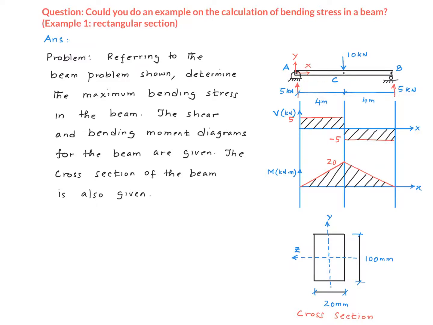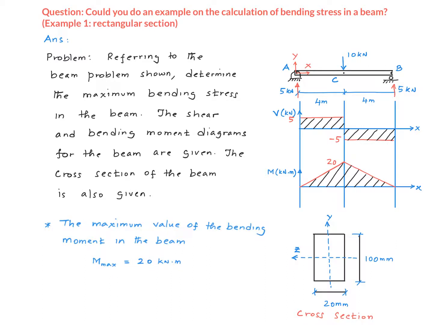We have a simply supported beam AB that is subjected to a vertical point load of 10 kilonewton in the middle, like shown in the picture. The beam has a rectangular cross-section like this throughout. The shear and bending moment diagrams for the beam have already been developed. The question is to calculate the maximum bending stress in the beam.